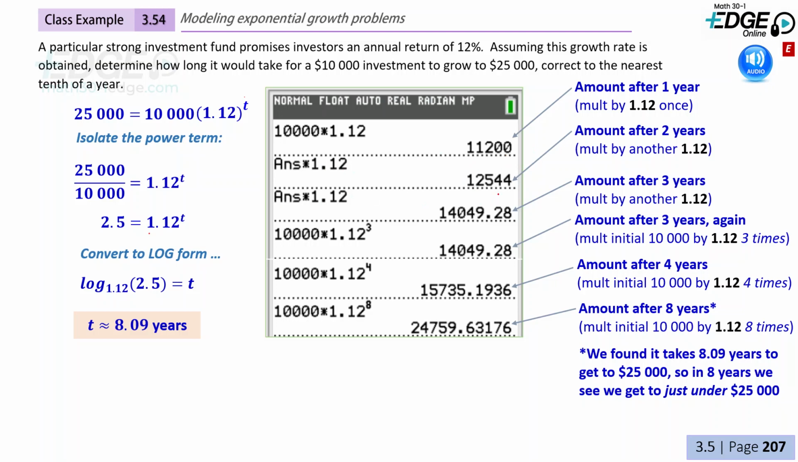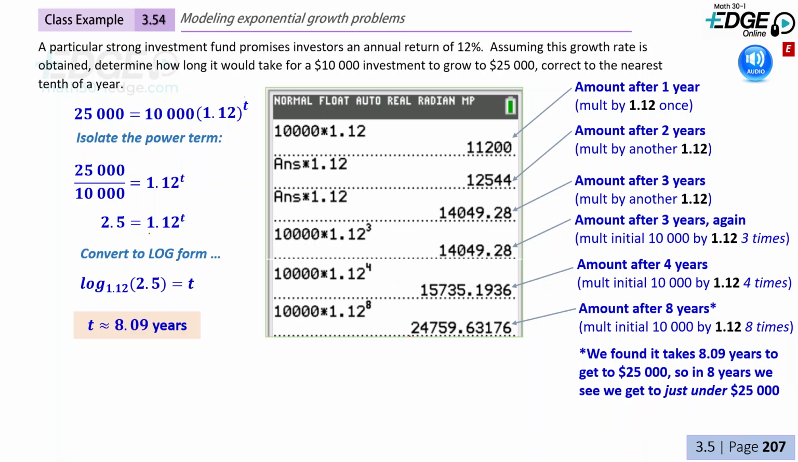After 3 years. Now, another way of showing after 3 years, just from the beginning, would have been 10,000 times 1.12 to the power of 3. After 4 years, it would be to the power of 4 for our time. And then you could write it, if you were looking for it, to the power of 8. So this would be after 8 years.